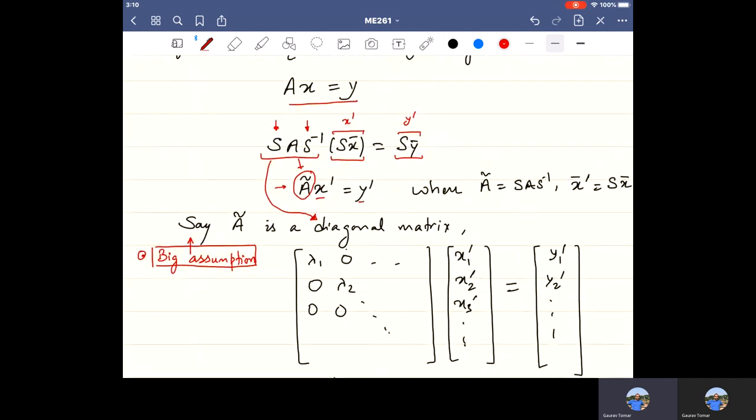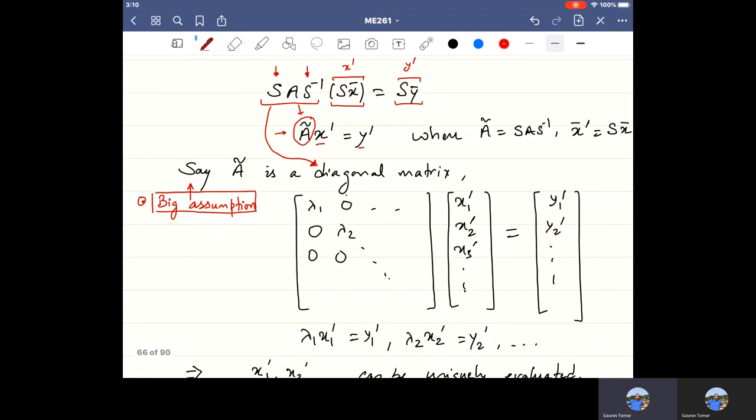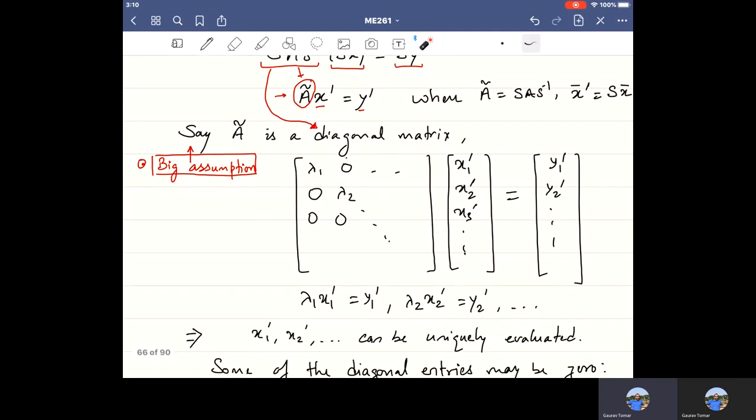So let's say we could reduce into a diagonal form, and then the system would look like lambda 1, lambda 2, and so on, times x1 prime, x2 prime, and so on, is equal to y1 prime, y2 prime, and so on. As we had seen earlier, if we can reduce it to a diagonal form like this, then the solutions would be readily available, and you would have solved the system of equations. Of course, if it is an invertible matrix, then all the diagonal entries here would be non-zero, and you have a unique solution in this form.